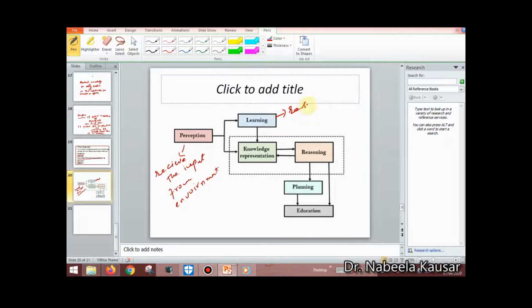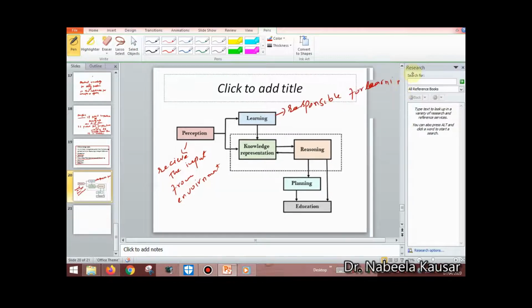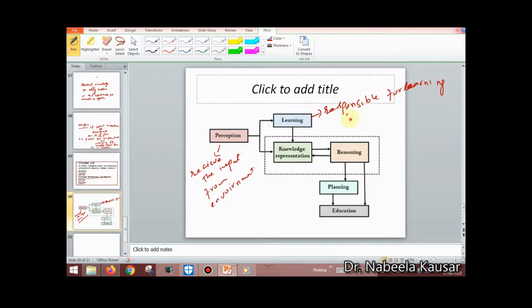Responsible for learning from data obtained through perception, means through the sensors.